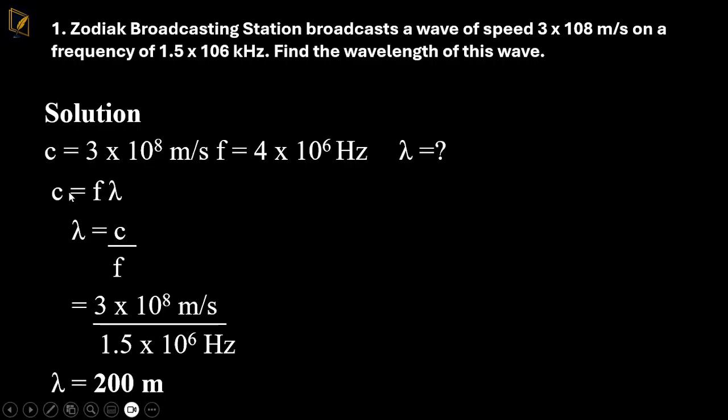So this is the formula, right? Velocity is equal to frequency times the wavelength. What are we supposed to find? It is the wavelength. So you can make the wavelength the subject by dividing by f both sides, which results in wavelength is equal to velocity divided by the frequency, which is 3 times 10 to the power 8 divided by 1.5 times 10 to the power 6. At the end, you find the answer as 200 meters. So wavelength is measured in meters, the speed is measured in meters per second, and the frequency is measured in what? It is measured in hertz.